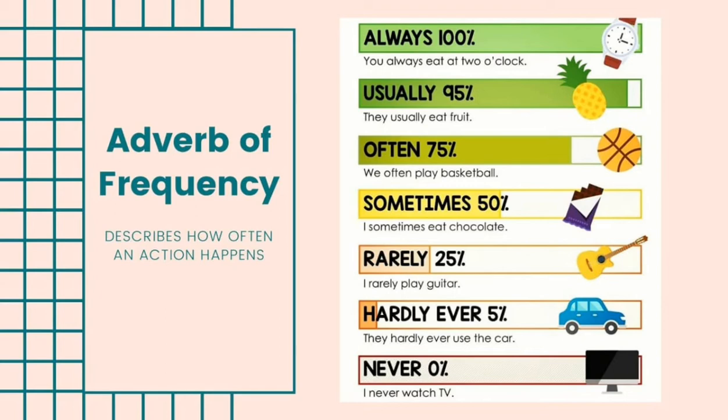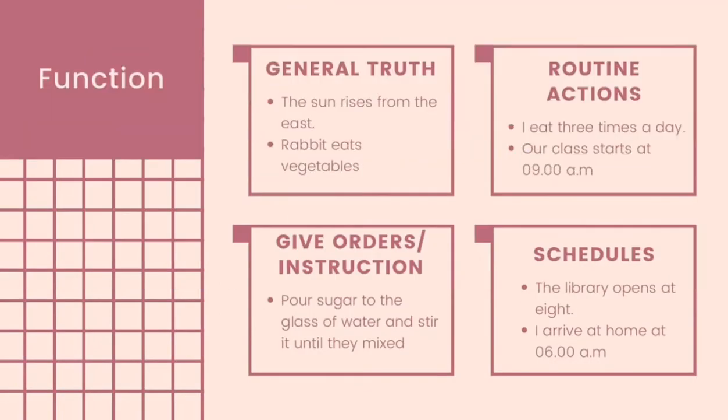Ya, kalau indefinite, look at this. There are always, usually, often, sometimes. For example, you always eat at 2 o'clock. Berarti, you always eat. Ya selalu, selalu makan tiap jam 2. So always.